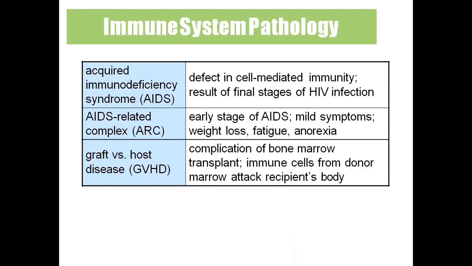And AIDS, acquired immunodeficiency syndrome, which affects mainly the cell-mediated immunity, meaning it mainly attacks the T lymphocytes. It is caused by the virus called HIV. AIDS related complex is the early stage of AIDS. The symptoms will be weight loss, fatigue, anorexia. Anorexia means loss of appetite.